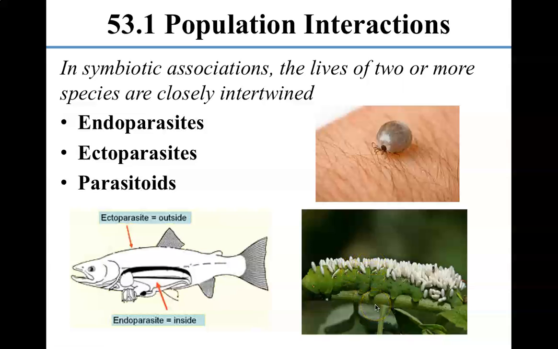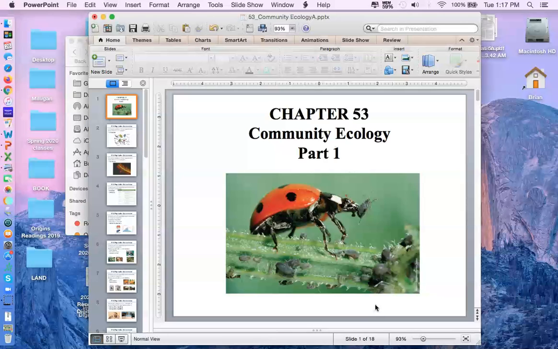So parasitoids have one foot in both circles. They act like a predator because they kill their host and consume it, but they also act like a parasite because they kill it by consuming resources. One parasitoid doesn't eat an entire caterpillar. It takes a bunch of them to do that. All right, that wraps up part one. Part two coming up.